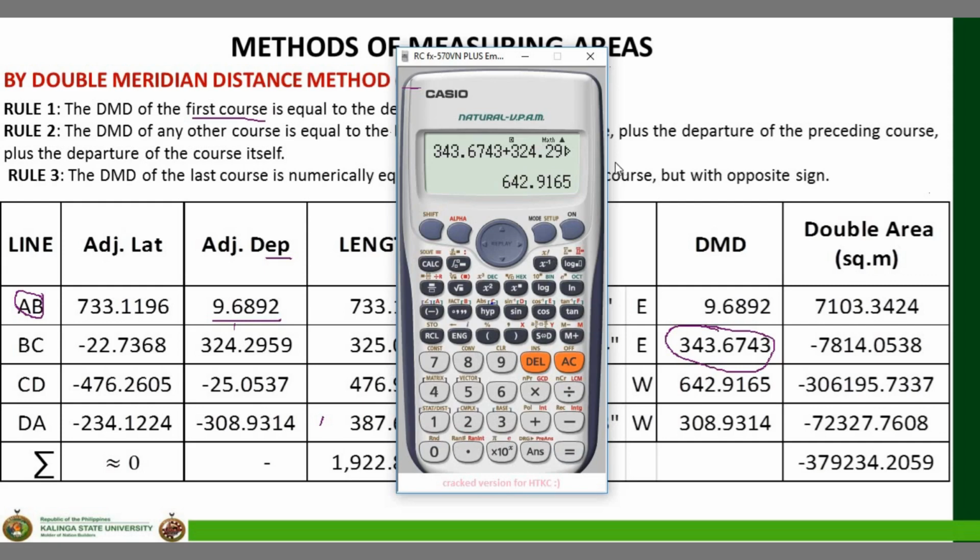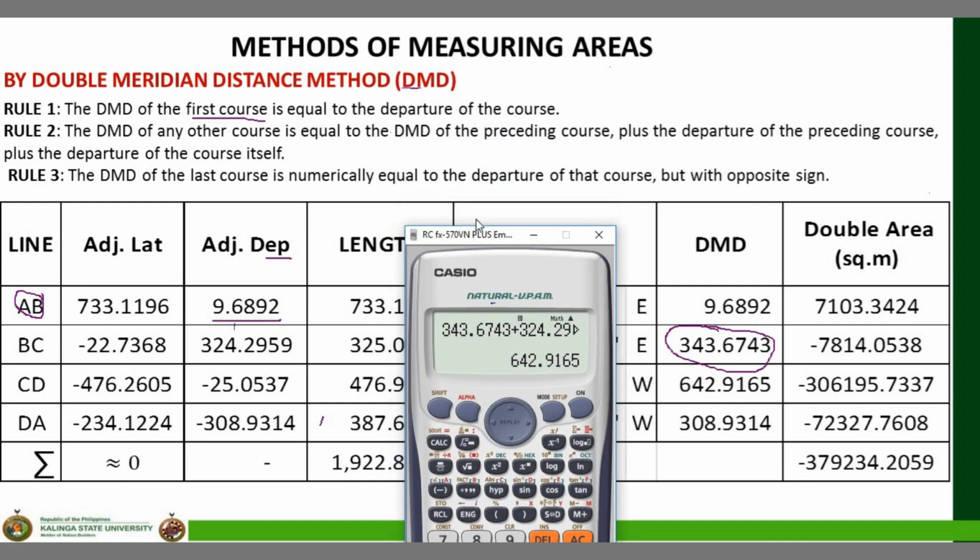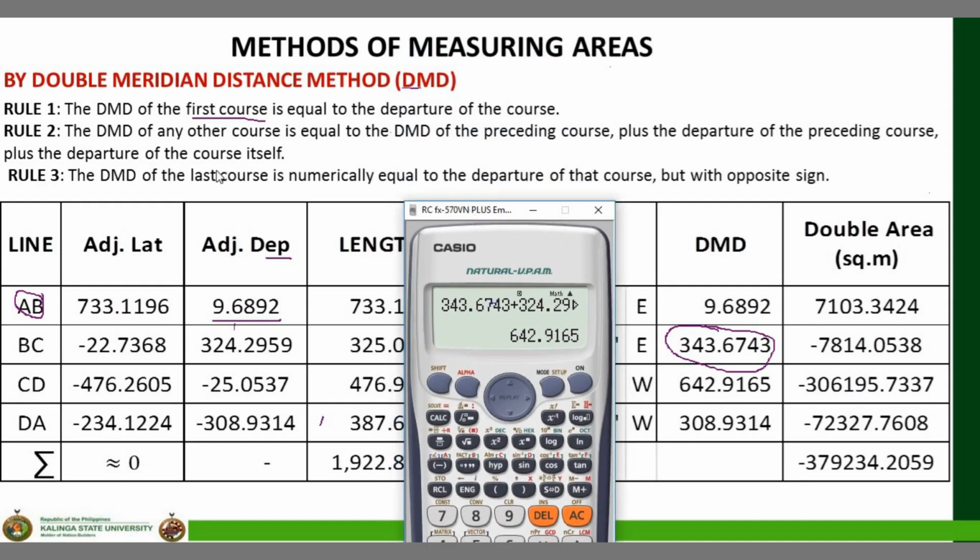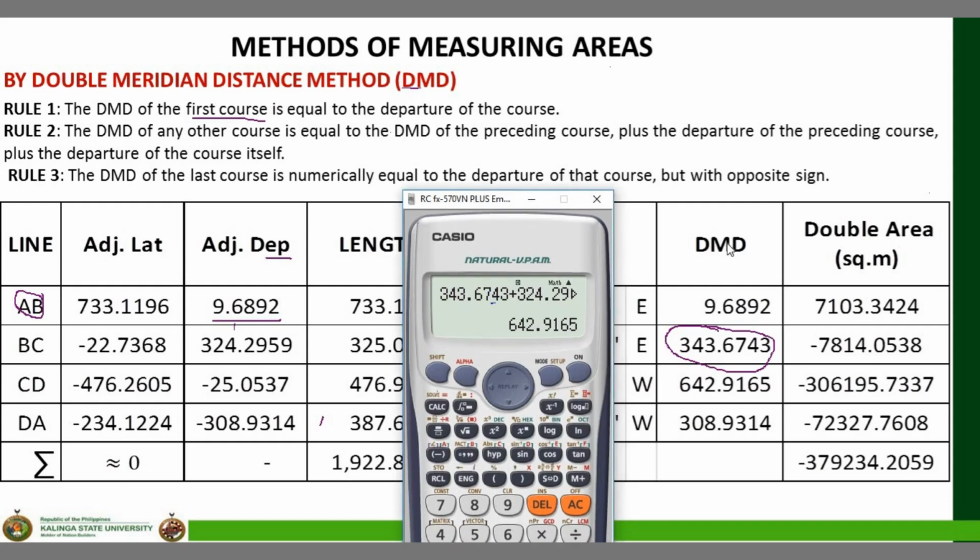Since DA is the last course, or DA yung last line, let's read rule number 3. Ang sabi sa rule number 3, the DMD of the last course is numerically equal to the departure of that course, but with opposite sign. So, dapat daw, yung DMD ng last course, equal pa rin siya sa departure. Ang departure natin sa DA ay 308.9314, but pagdating sa DMD, dapat opposite sign na siya. Dito, yung departure ni DA ay negative, pagdating kay DMD, positive.